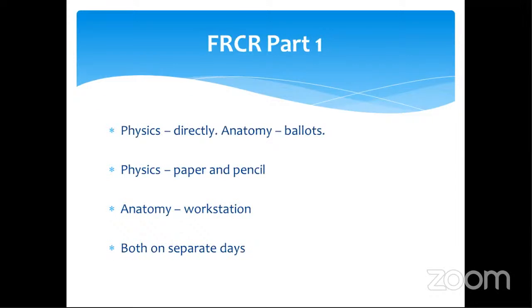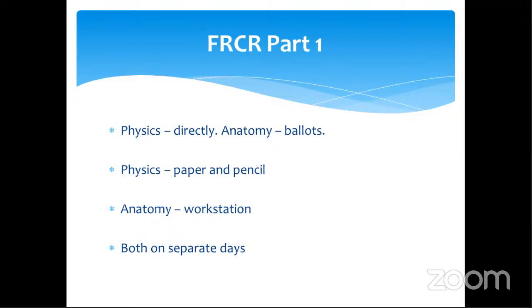Coming to FRCR part 1 in detail, the physics is a paper and pencil based exam, so you can appear for it directly. There is no waiting list. The problem is with the anatomy. As the anatomy exam is workstation based, there is a ballot system for it. You have to apply for it. If you are lucky, you will get it the first time. I myself got it the second time. I have seen some people who don't get it even after applying 4 or 5 times. That's completely luck based.